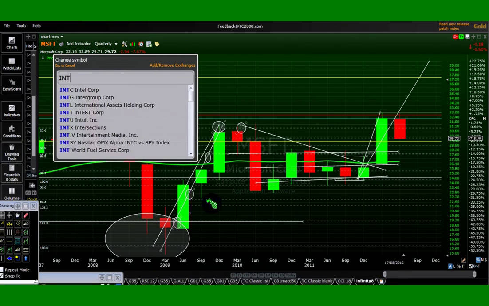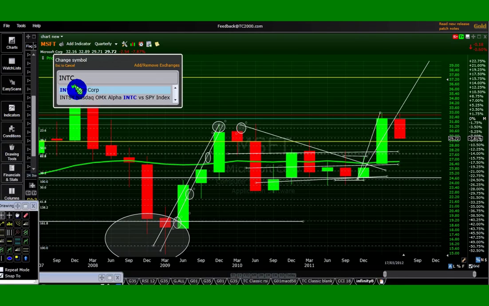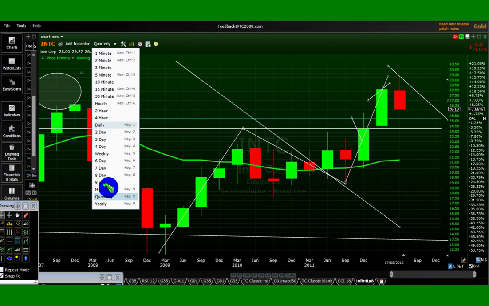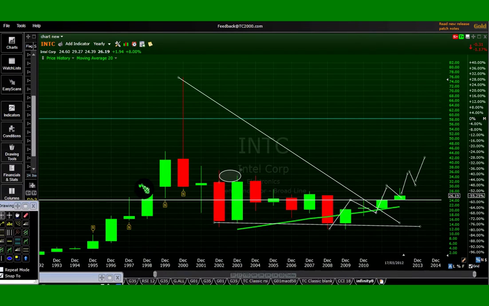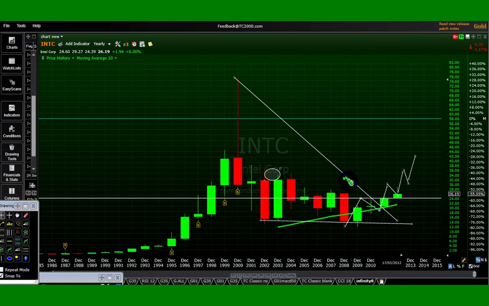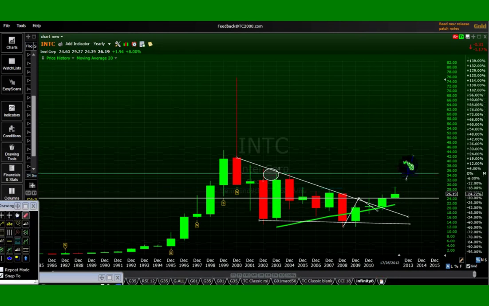I want to show you something very fast, talking about Intel, before I start. For Intel, when we look at a higher degree, for those who use the Elliott wave, we can see that we have ABCD on the quarterly chart. On this yearly chart, if I draw a common sense trendline like this, I will remove the top one here, and some of this one here.